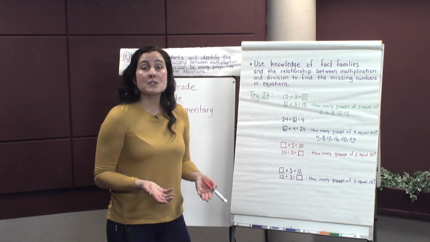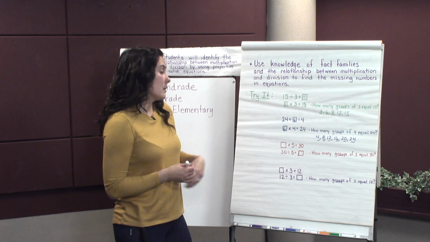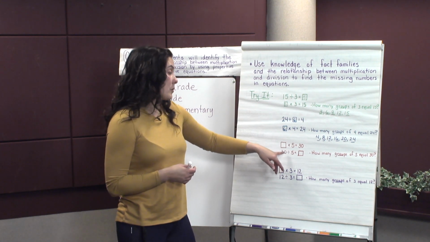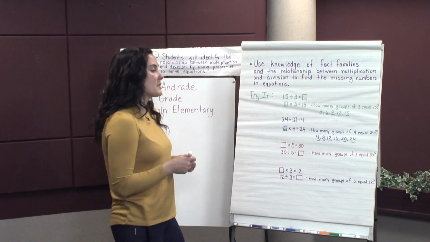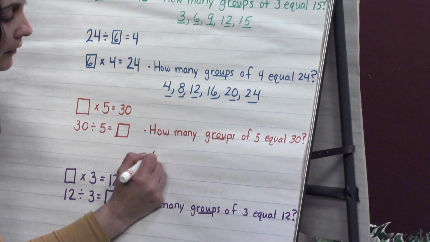Something times 5 is 30. We don't know how many groups. Here's our fact family. 30 divided by 5 equals something. How many groups of 5 go into 30?